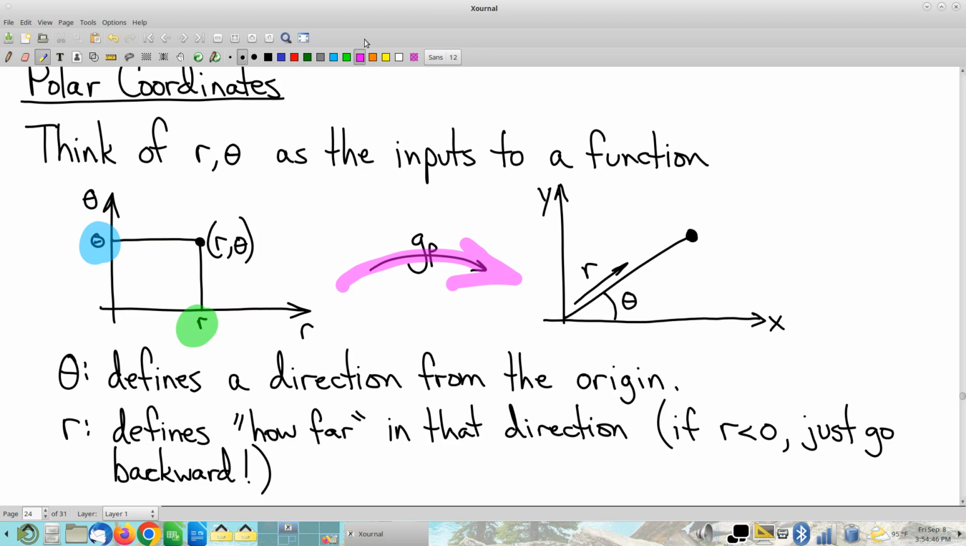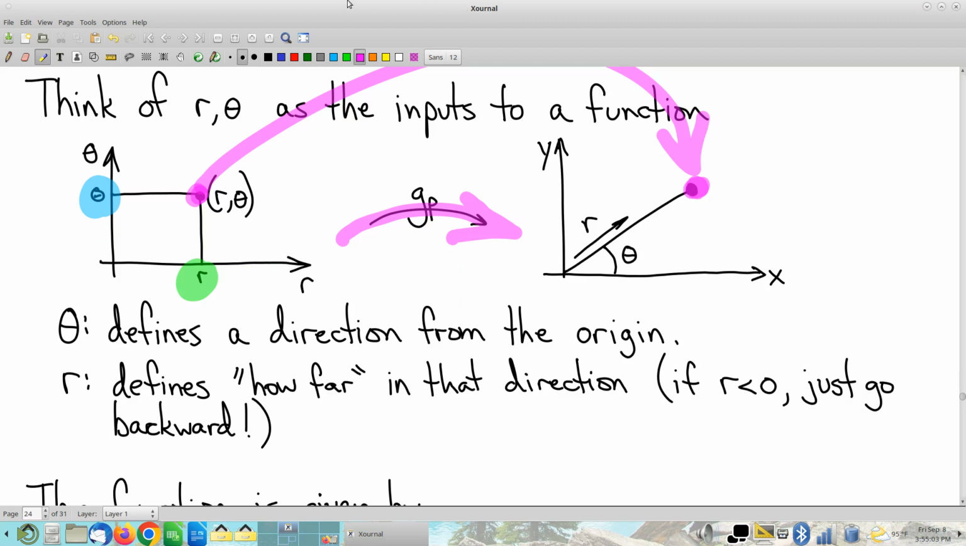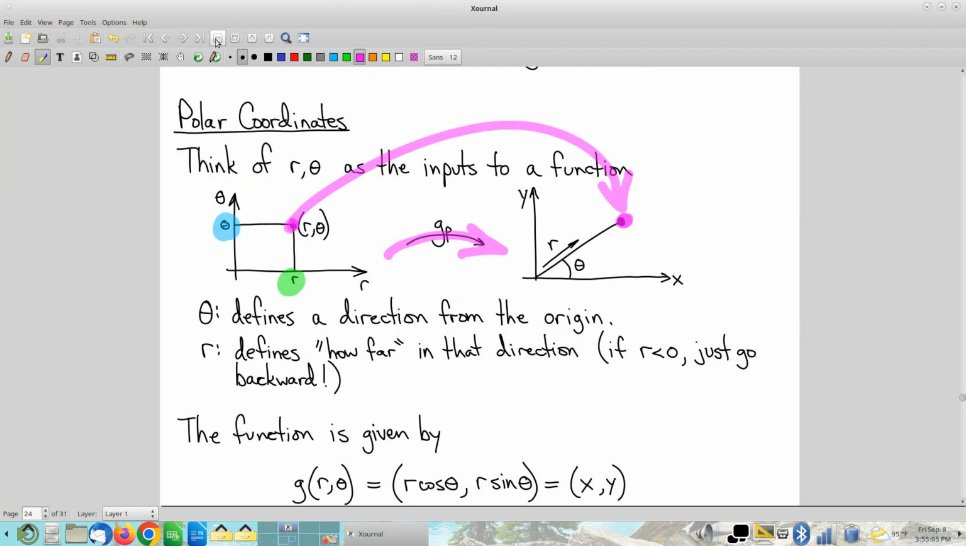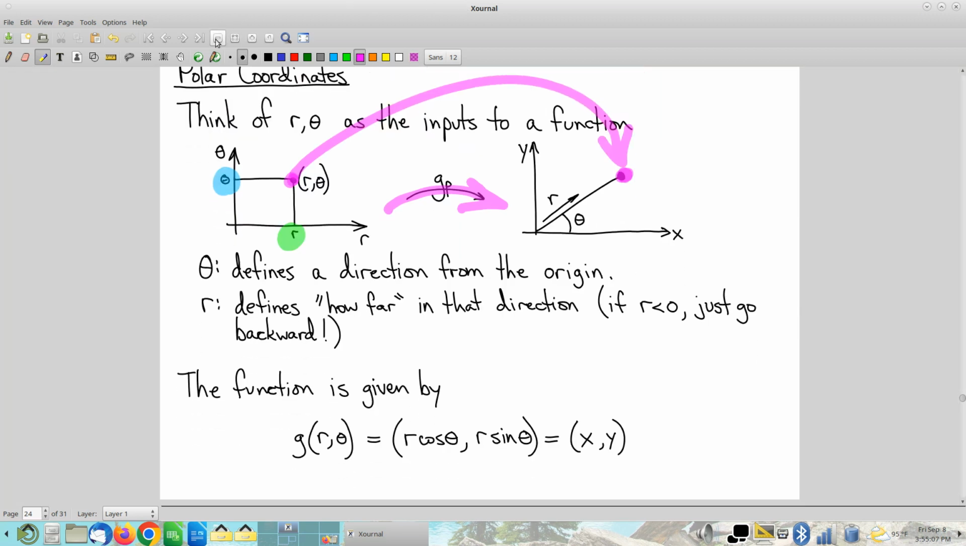And given an r and a theta, there is a corresponding x and a y. Saying that differently, x and y are functions of r and theta. And what those functions are as formulas is actually pretty straightforward. We can totally see how that works out by looking at this little triangle right here.